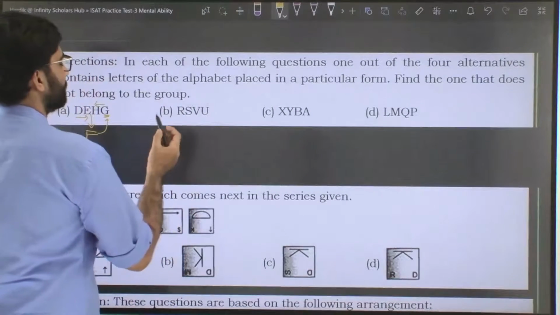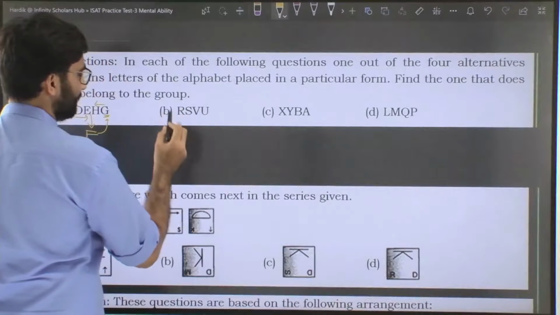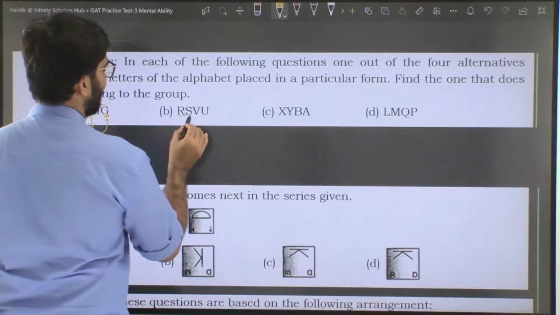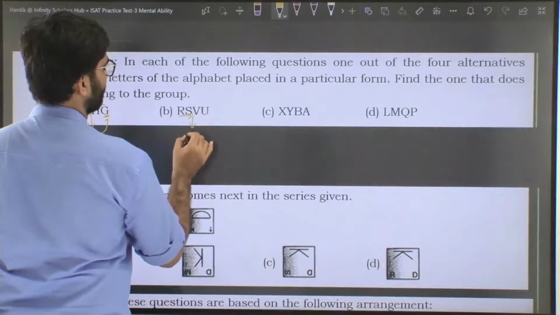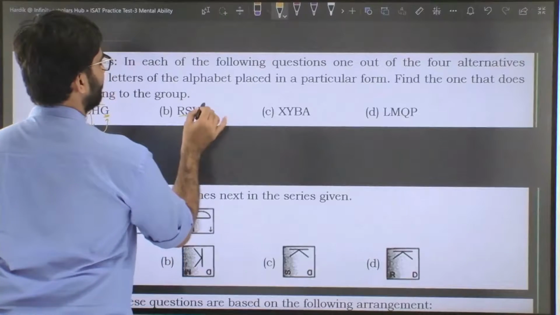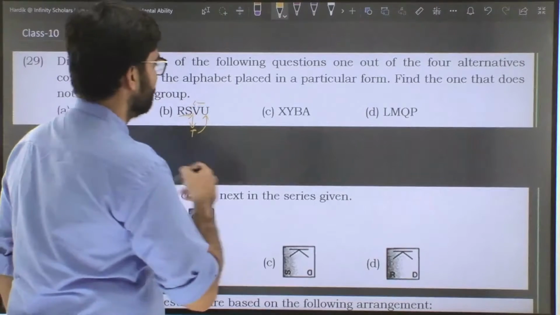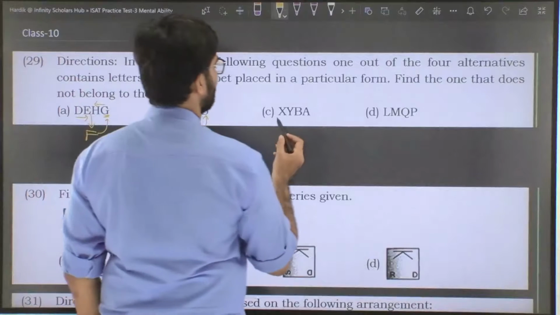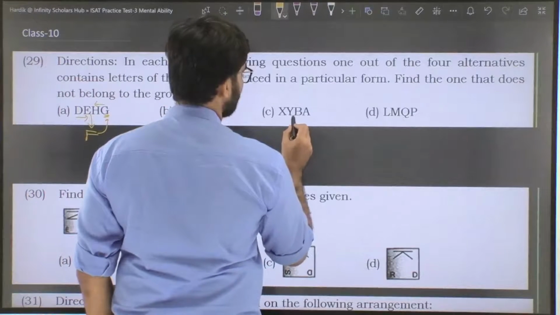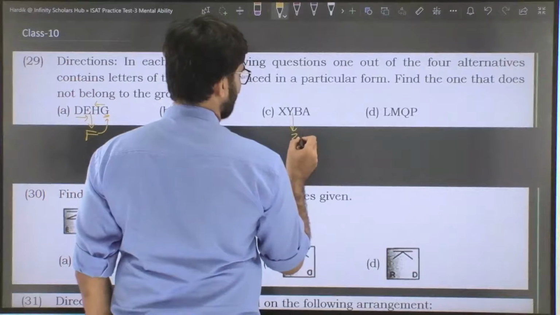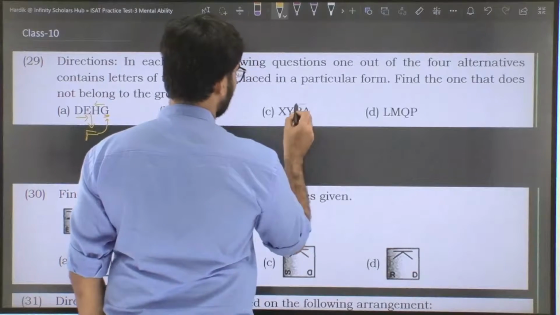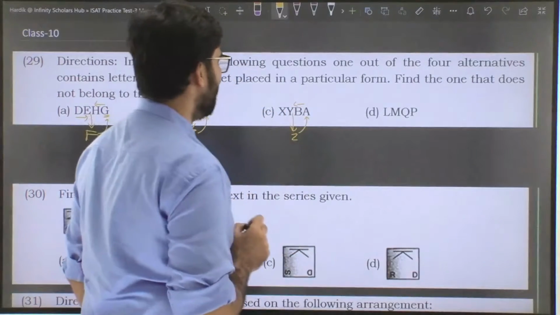Over here A, B, C, D, F, G, H, I, J, K, L, M, N, O, P, Q, R, S, T is missing over here. U and V. This is also following the same sequence. Let's see over here. X, Y, Z. Z is missing. After Z, A comes, A and B. This is also following the same pattern.